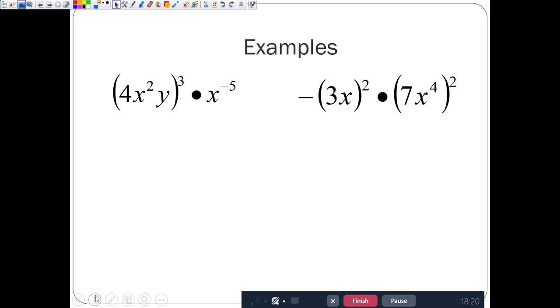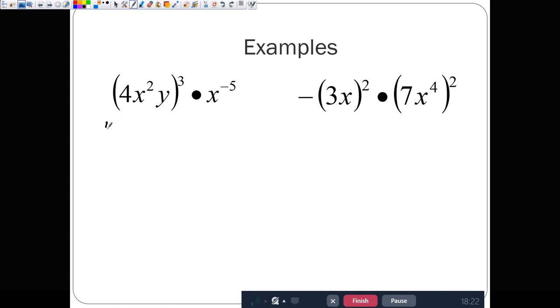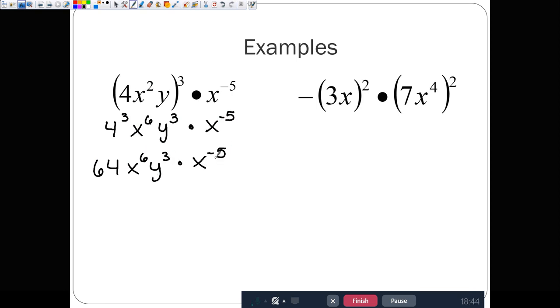Okay. So this is going to become 4 to the 3rd. 2 times 3 is 6, and then this is going to be y to the 3rd. And then it's going to be times x to the negative 5th. Okay, 4 to the 3rd is 64. I still have x to the 6th, y to the 3rd, times x to the negative 5th. Now I'm going to multiply my coefficients. So 64 times 1 is 64.